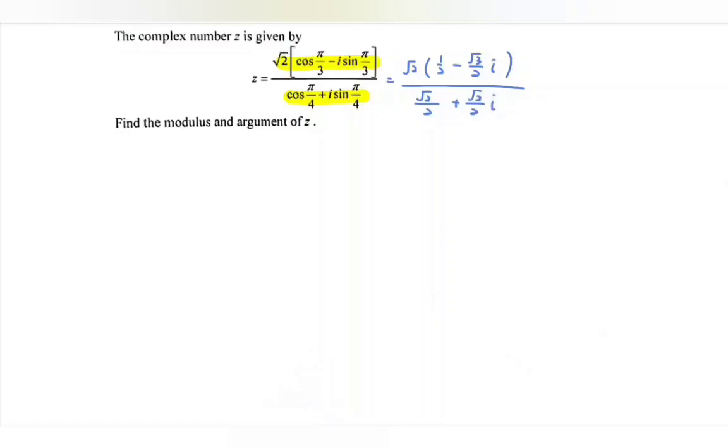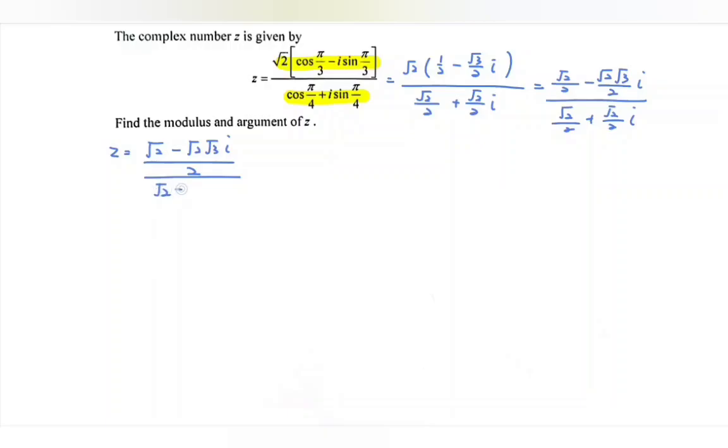So now we try to expand the expression given. We have square root of 2 over 2 minus square root of 2 times square root of 3 over 2 i, over square root of 2 over 2 plus square root of 2 over 2 i. Try to simplify. For z, we have square root of 2 minus square root of 2 square root of 3 i over 2, over square root of 2 plus square root of 2 i over 2. If we simplify, we have square root of 2 minus square root of 2 square root of 3 i over square root of 2 plus square root of 2 i. That will be the simplest form.